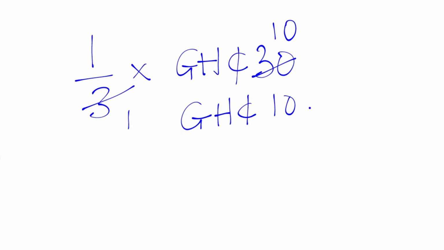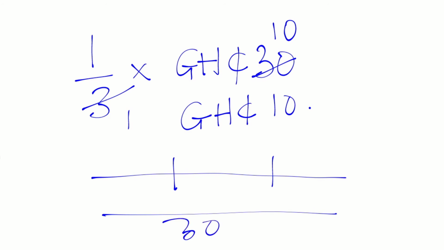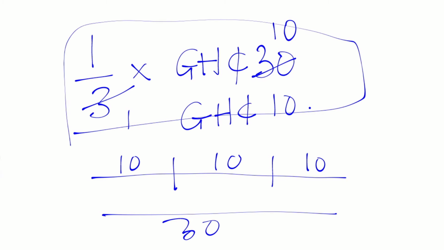What this means is, if we are dividing 30 Ghana cedis into 3 equal parts, each part will be 10 cedis, or we are dividing it among 3 people. Each person gets 10 Ghana cedis. So 1/3 of this 30 Ghana cedis is what we are looking at here. So that is how we find fraction of a quantity. Okay, let's try more complex examples.